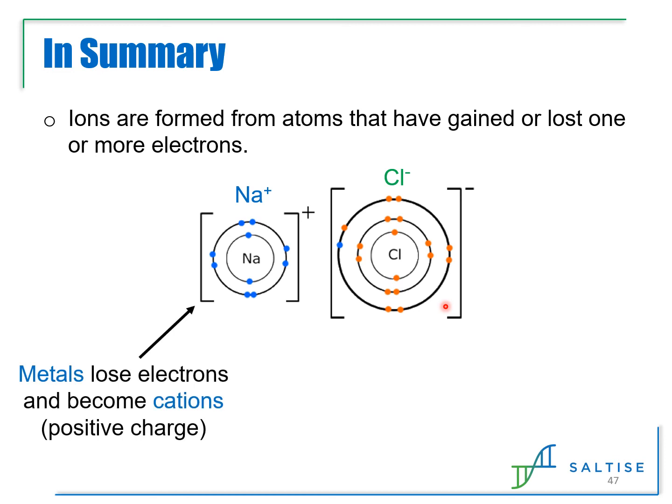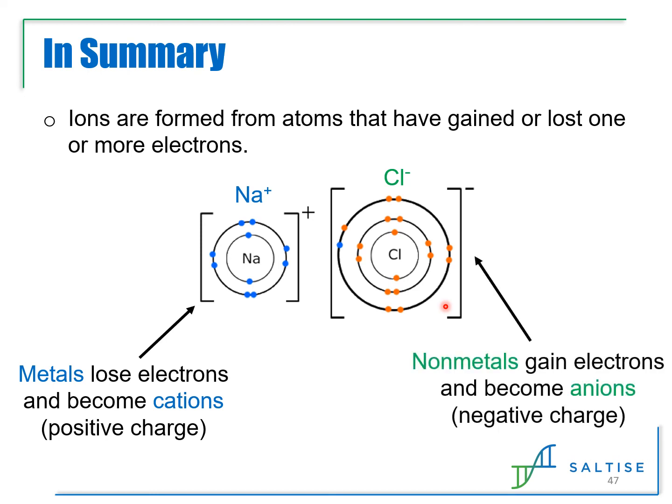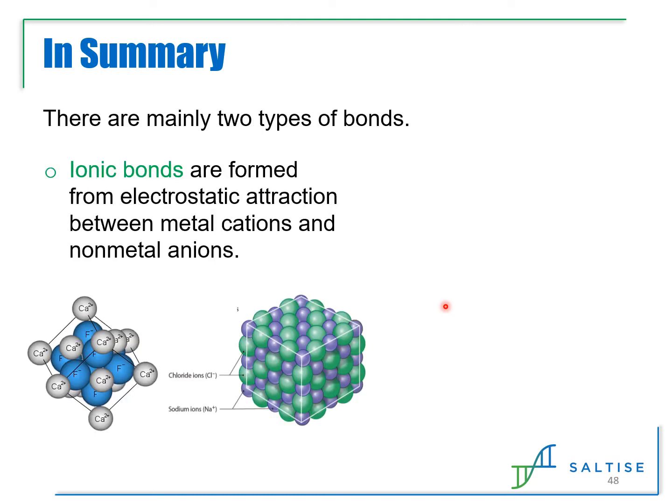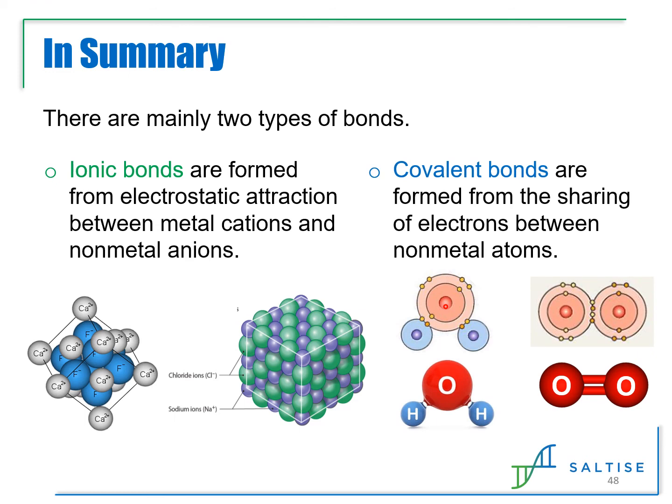Generally, metals lose electrons and become cations, which are positively charged since there are more protons than electrons. Nonmetals gain electrons and become anions, which are negatively charged as there are fewer protons than electrons. Lastly, there are 2 types of bonds. There are the ionic bonds, which are formed from electrostatic attraction between metal cations and non-metal anions. And there are covalent bonds, which are formed from the sharing of electrons between non-metal atoms.